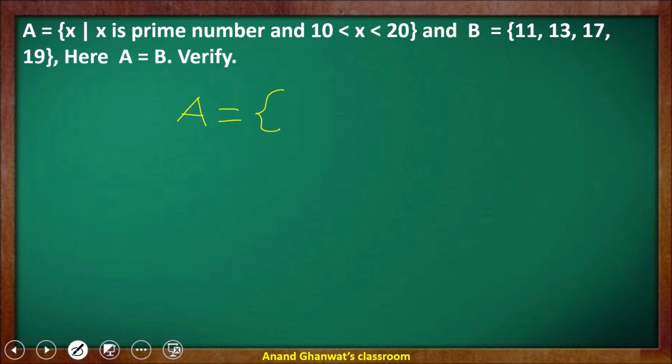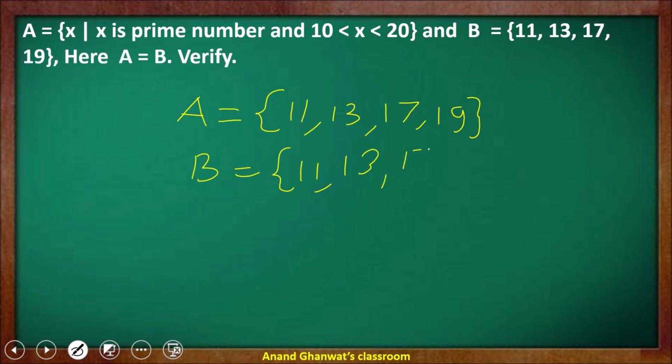So A is a prime number, which lies between 10 and 20. So these numbers are 11, 13, 17 and 19. Also we have given here set B as 11, 13, 17 and 19. Now compare all elements in set A with all elements in set B and all elements in set B with all elements of set A. So the number of elements in sets A and B are 4.